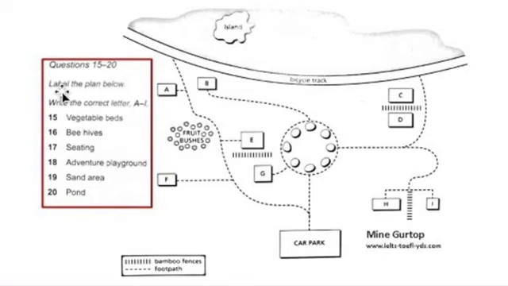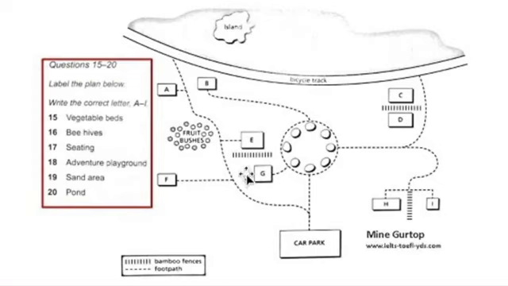And if you look at this, it is a map labeling question. So we have questions from 15 to 20. 15 is vegetable beds, beehive, seating, adventure playground, sand area, and the pond, right? And over here in the map, we see that it is labeled alphabetically.